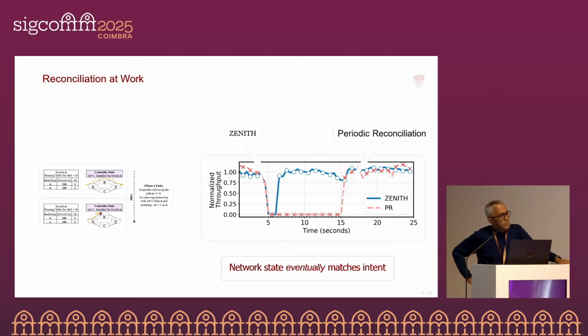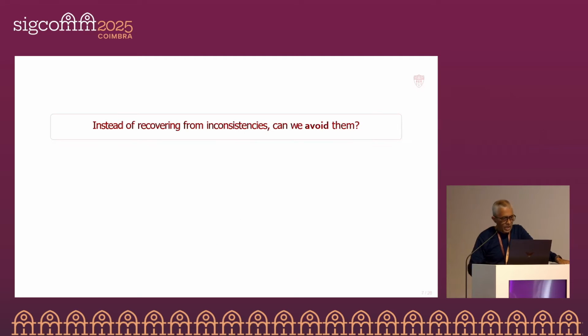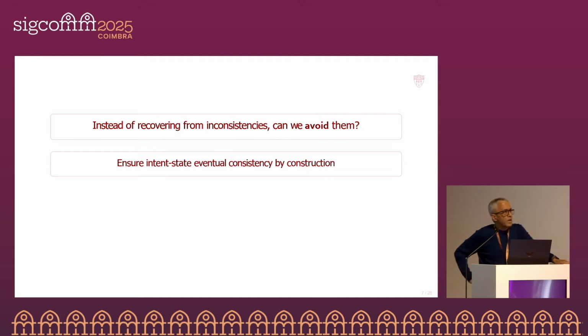And what we do in this paper is propose an idea called ZENITH that essentially can recover the throughput much faster than periodic reconciliation. And the way it does this is by, instead of recovering from inconsistencies, avoiding them entirely. Okay. And the way it avoids this is by ensuring intent state eventual consistency, the same property that reconciliation gives you. It does this by construction.